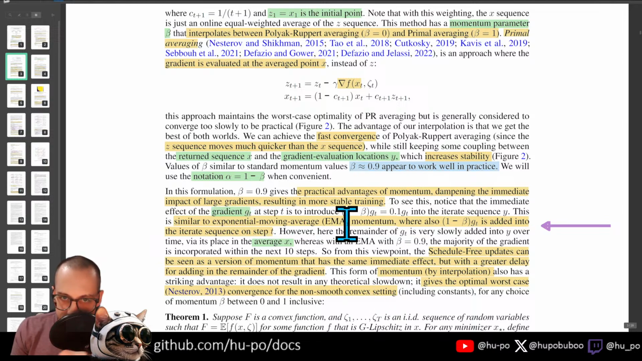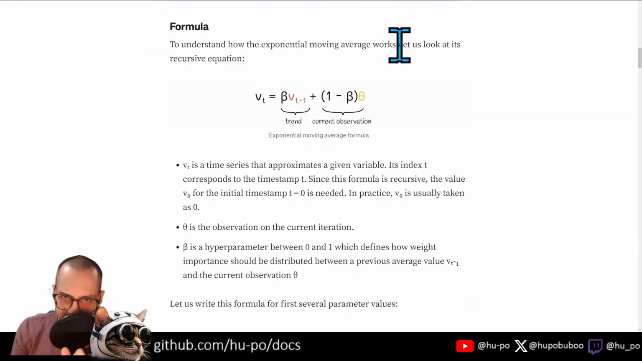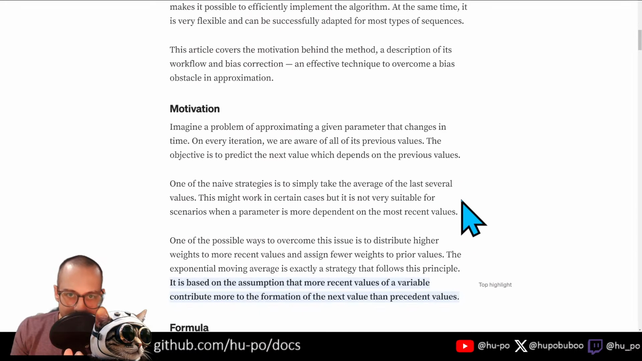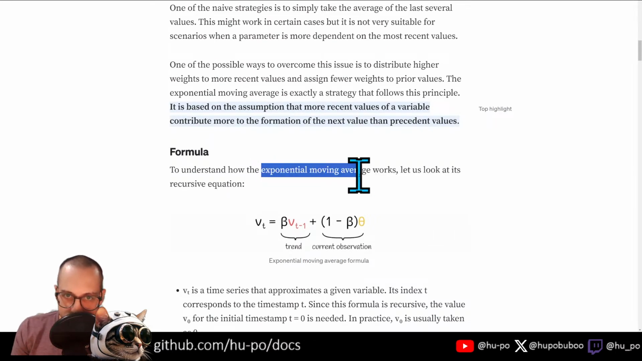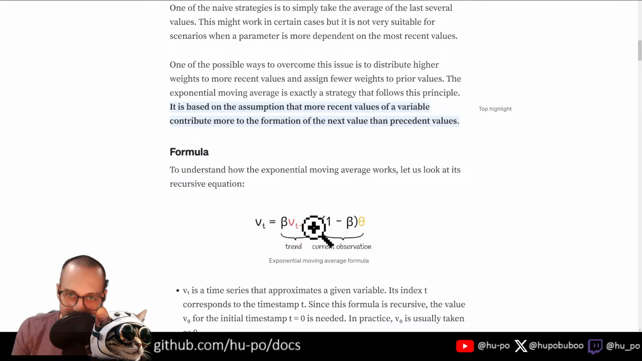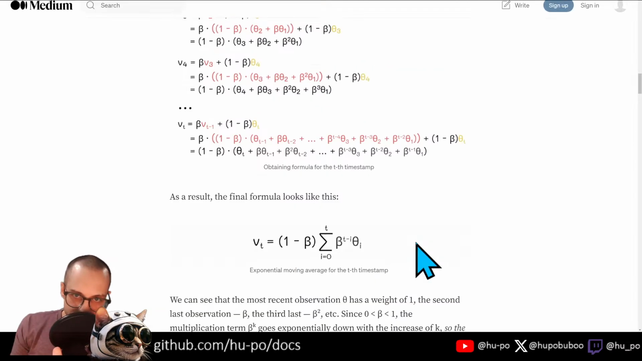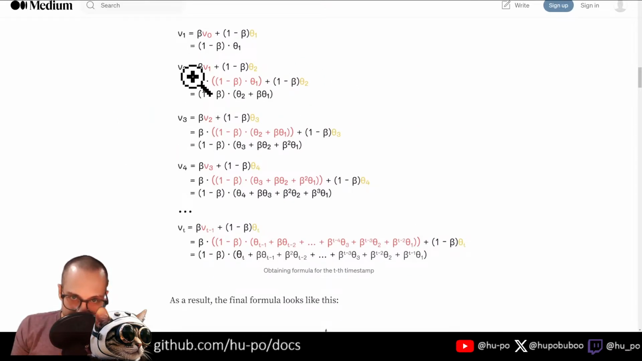So let's take a little side quest here to look at EMA, or exponential moving average. This is a nice little Medium article that I found. I recommend reading this. But here we have how exponential moving average works. You have some v_t, which is going to depend on the previous v, so v_(t-1), and your current situation. If we scroll down a little further, you see how effectively what ends up happening is that your sequence of v's, or in this case your sequence of thetas, is dependent on previous steps.